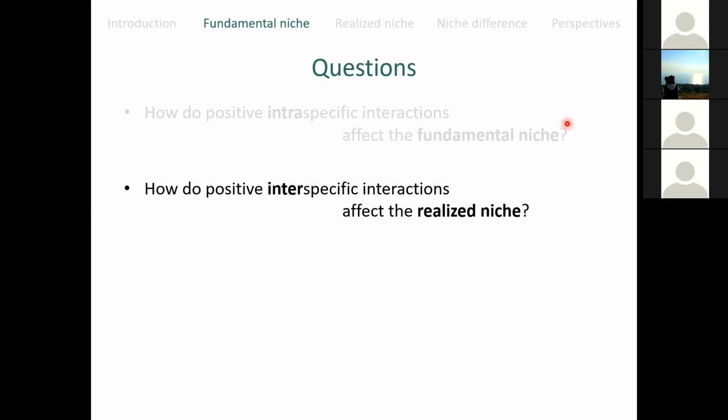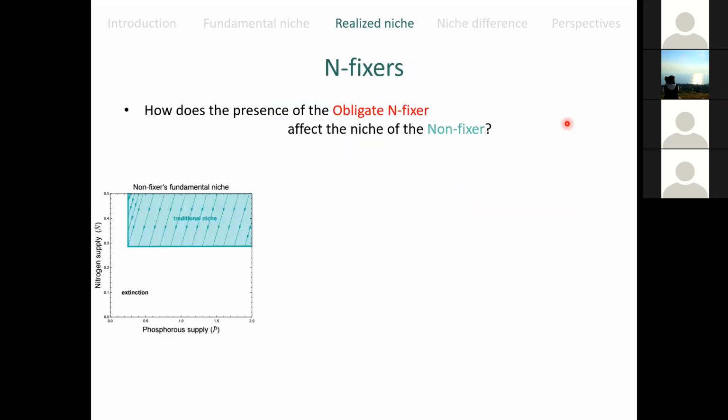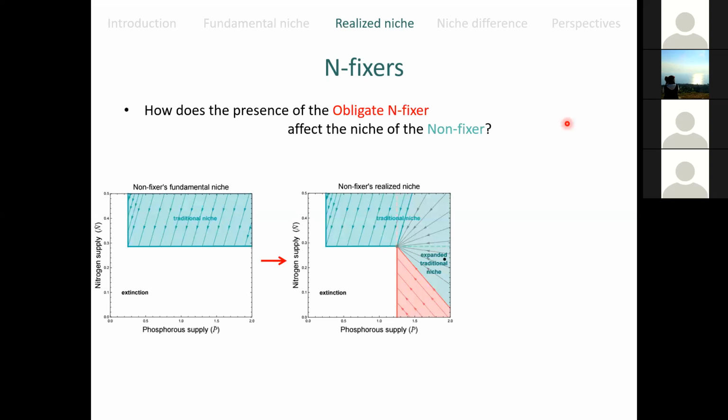Okay, what happens now with the realized niche? So let's again consider my nitrogen fixing species, and I'm just going to show you what happens when I grow my species together. So what happens to the niche of the non-fixer in the presence of the obligate N fixer? And as you can see here, we get something that looks like this, where basically the niche of the non-fixer has been expanded by a region where it actually coexists with the obligate N fixer.